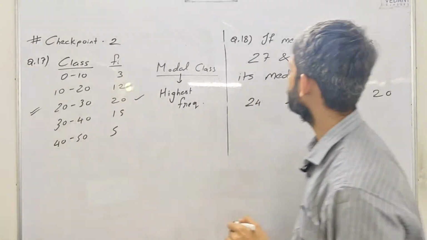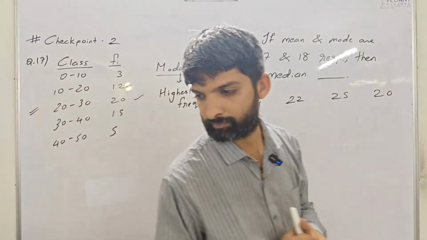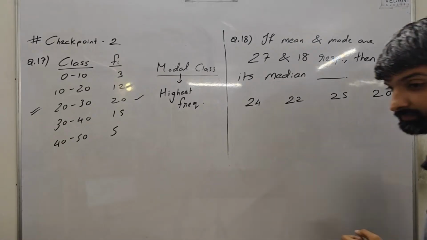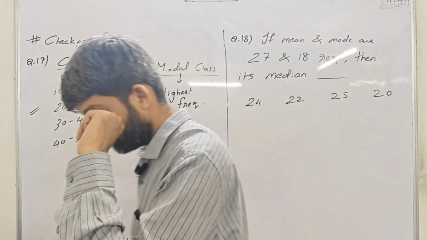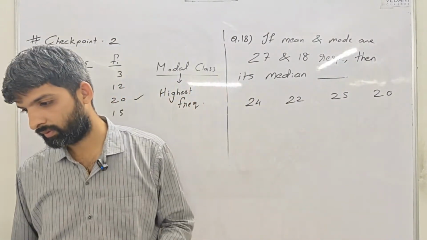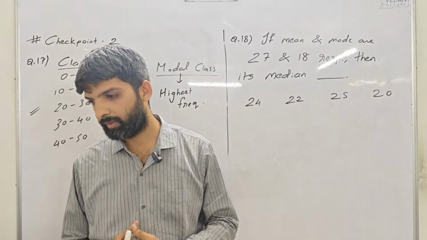What will the median be if the mean and mode are given? Which formula will you use? Which formula are you going to use? Mean and mode are given, 27 and 18. Very good, empirical formula.